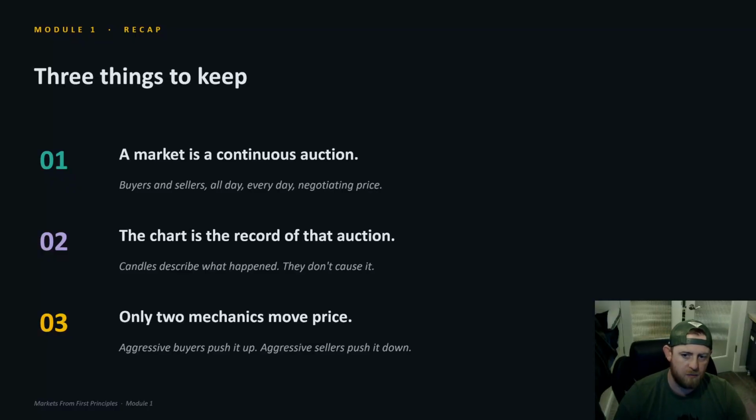And there's only two things that move price. People being aggressive when they're buying and price goes up. People being aggressive when they're selling and price goes down. That is the whole thing.